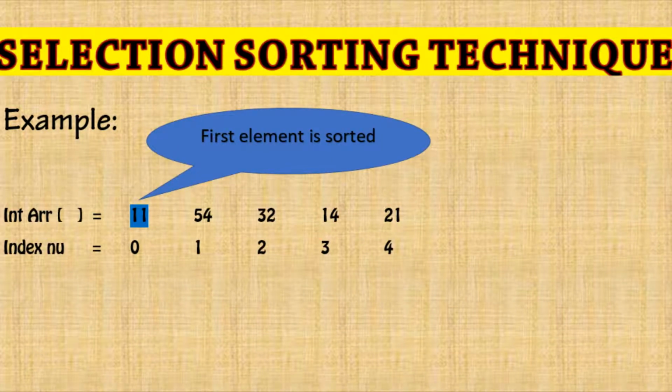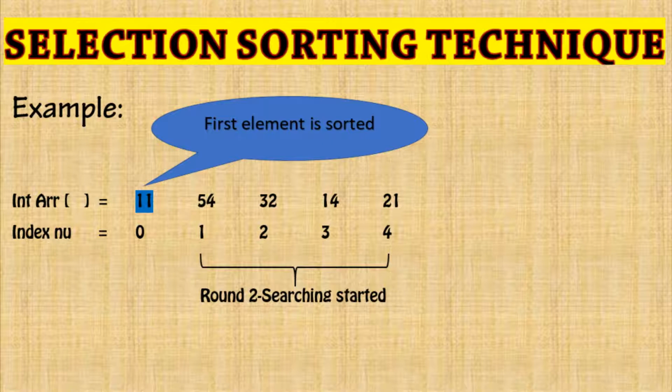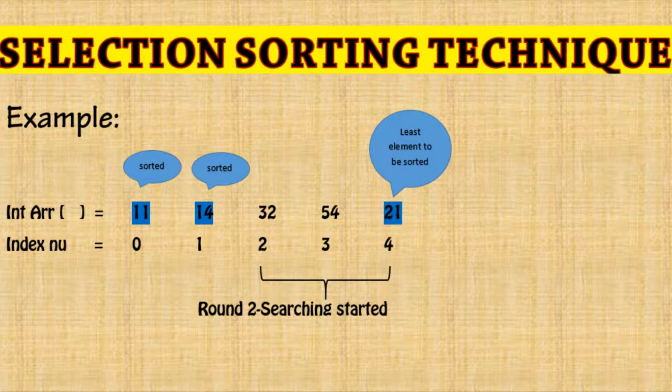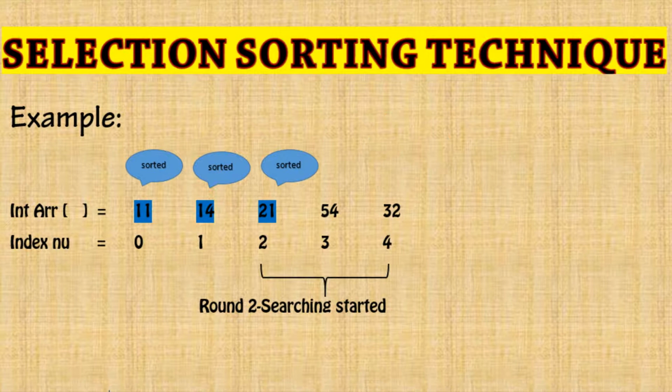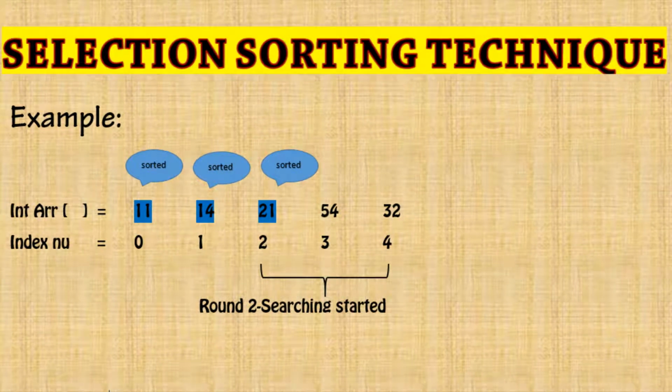The first element got sorted, so again it will search for the least element. In this part of the array, we get 14 as the least, at index 3. So the value at index number 3 will get swapped with the value at index number 1. Now the remaining array is from index 2 to the last element. Here we can see 21 is the least element. So 21 gets swapped with the value at index number 2.